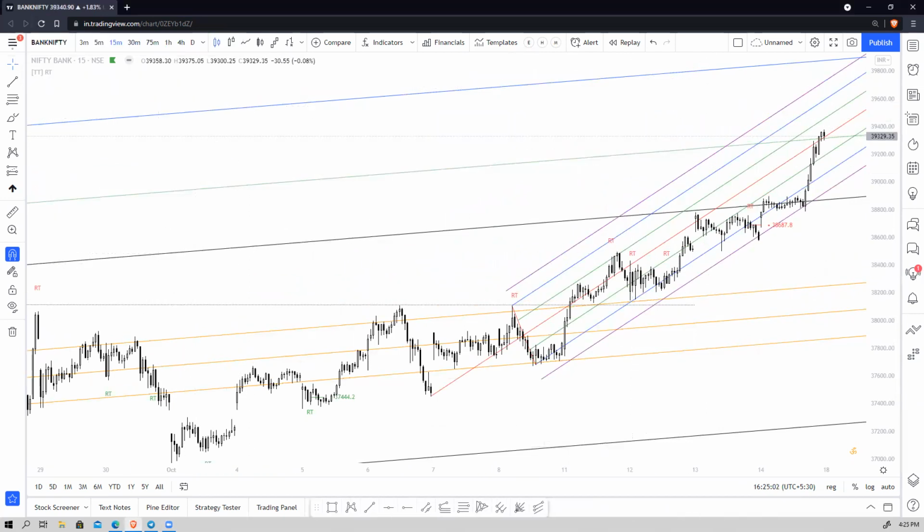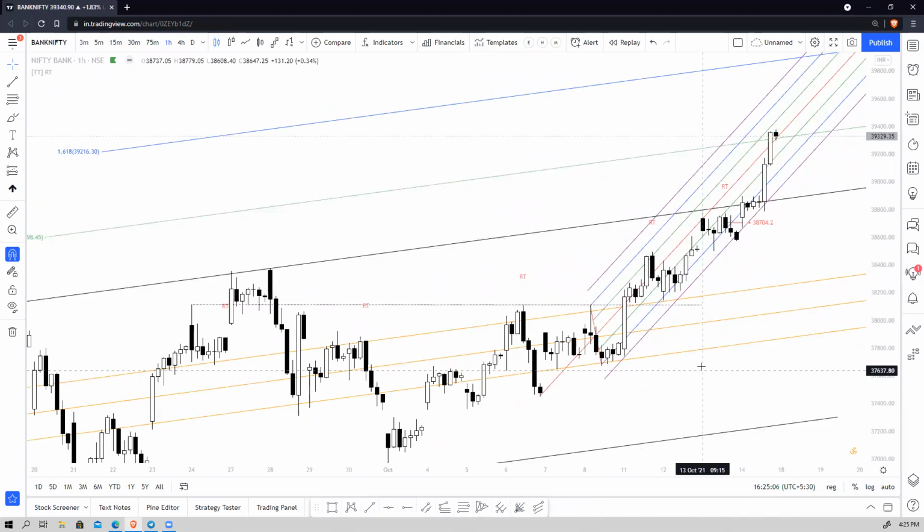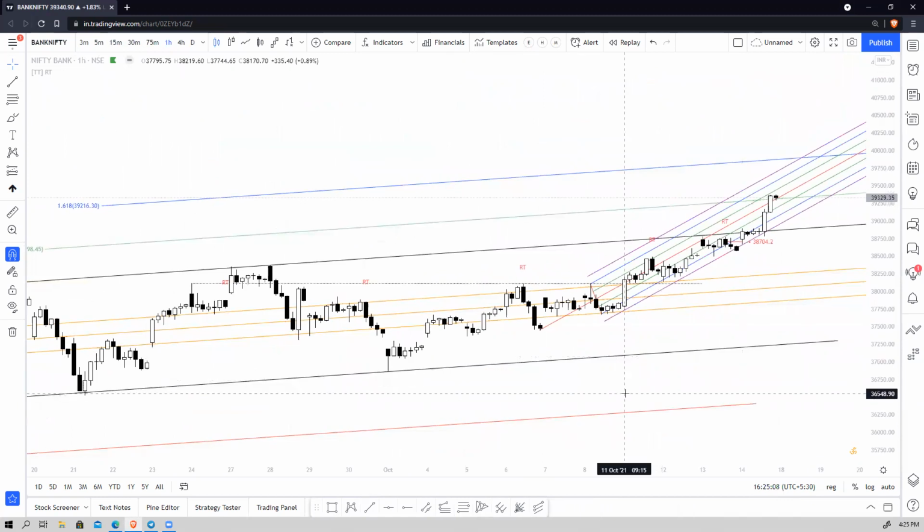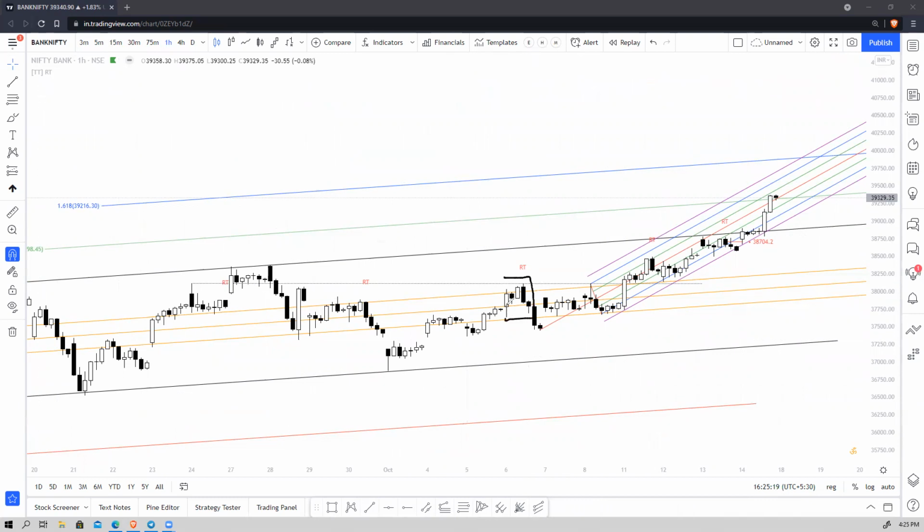Let me go to a higher time frame. This is 15 minutes, right? So we will go to 1 hour. This is 1 hour time frame. So look at this one. I will mark this one. See this one. Look at that particular day. That is 6th October, 11:15 and 12:15.